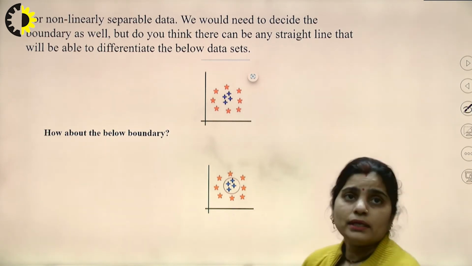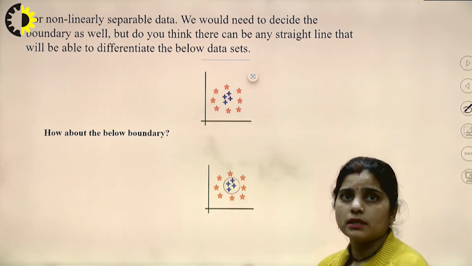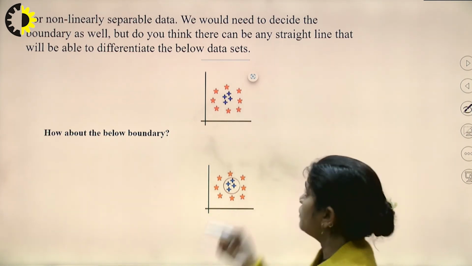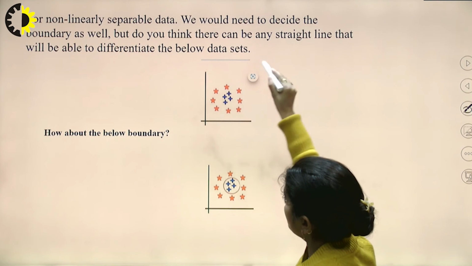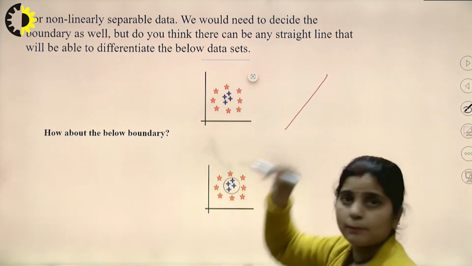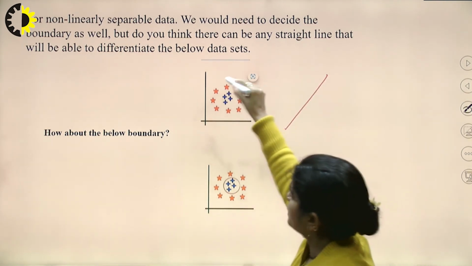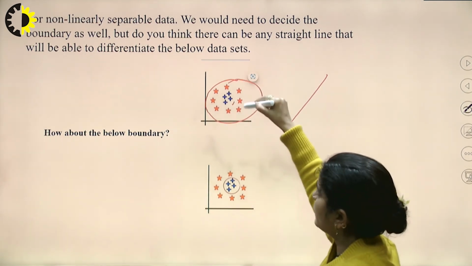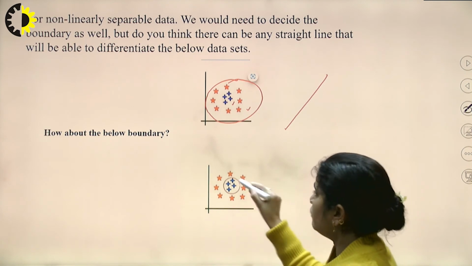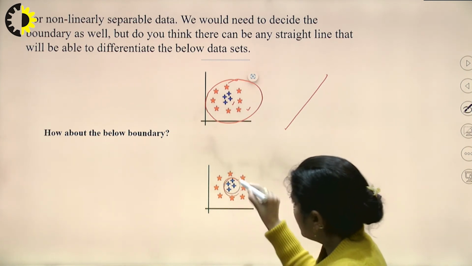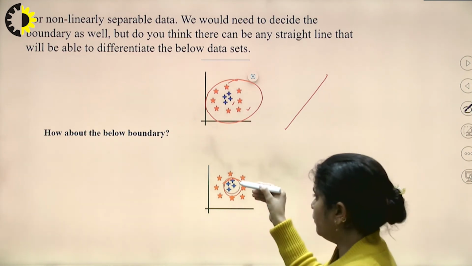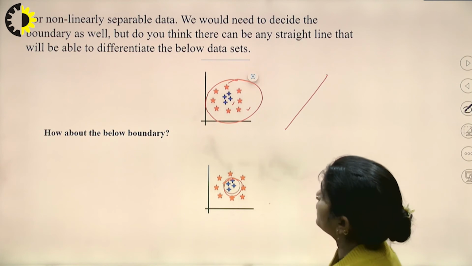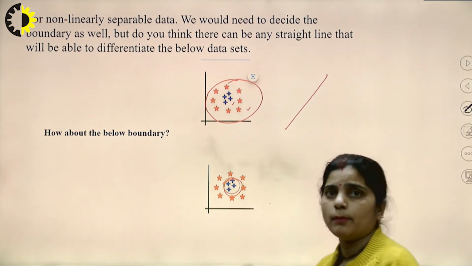Now, for non-linearly separable data, we need to decide the boundary for that kind of data also. Here we can see that a single straight line or single hyperplane cannot be used to differentiate the data points, the blue stars and red stars. So, what we do here is draw a circle that can differentiate the blue stars and red stars. Every time, a straight line cannot be used to differentiate the data points.